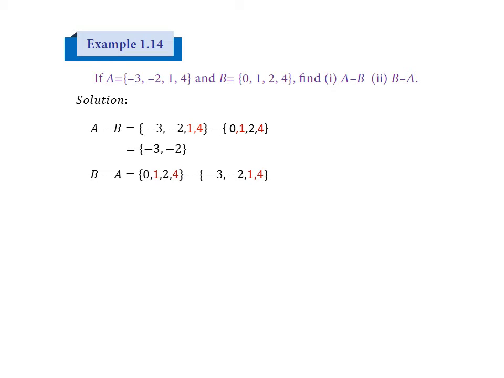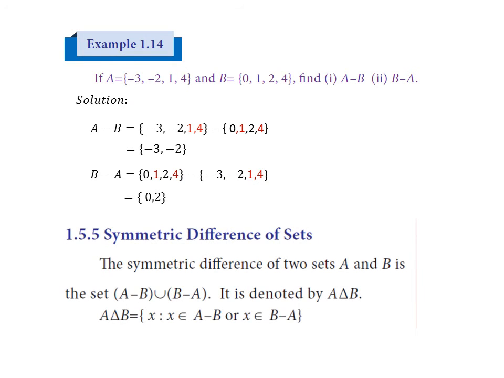Next one, B minus A. So same like, you have to write the elements of B first, leaving the elements of A. So 1 and 4 are common, so we have to leave those elements. So write 0 and 2 alone, those two elements only lying in B. So we are subtracting A. So 0, 2 is the answer.